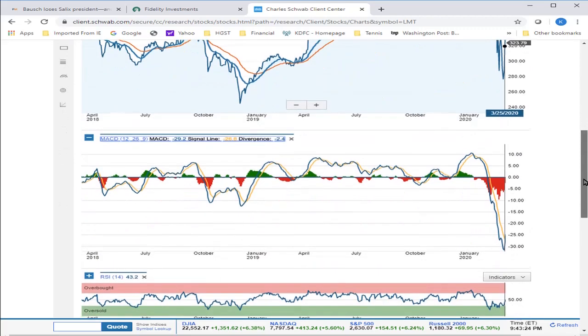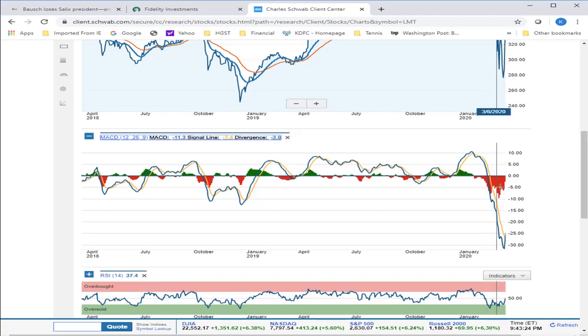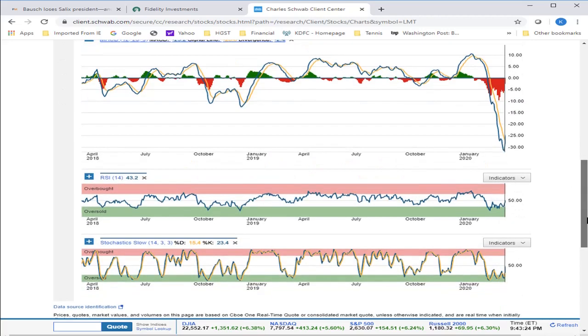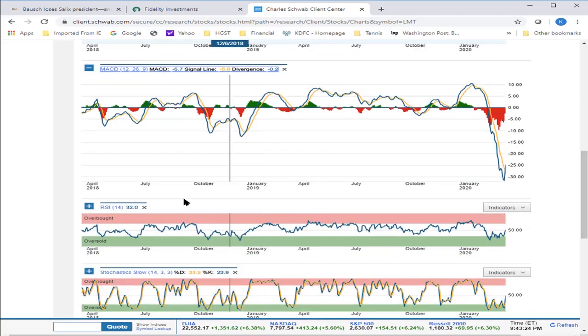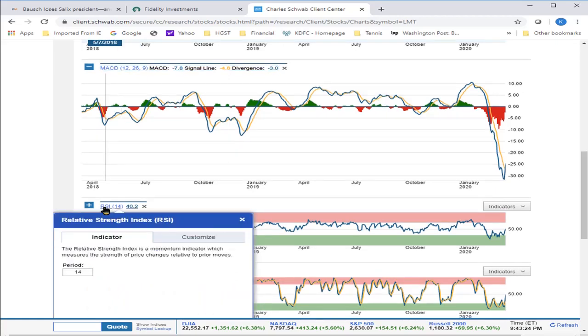And what you're going to find out is many stocks will show the same configuration as this, because, of course, the exogenous event is affecting all stocks. Other indicators, besides the MACD, there's the relative strength indicator. The relative strength indicator is a momentum indicator, which measures the strength of price change relative to prior moves. And this is an index that I believe was used by Merrill Lynch back in the 1980s when I was with them.